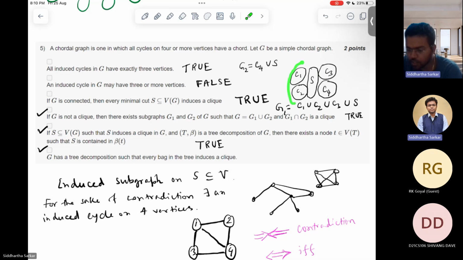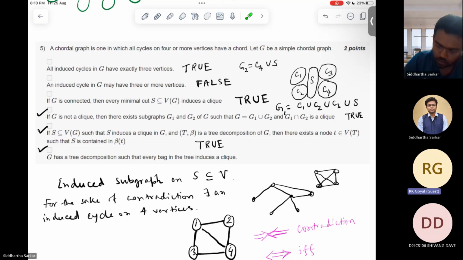Then you have to argue that this procedure will lead to a tree decomposition, and each bag in the tree decomposition is nothing but the vertices on the minimal cuts. This is a slightly lengthier argument, but essentially the hint is this: you start with a minimal cut in the graph, and recursively for every component, you find the minimal cuts. So I will mark it true.